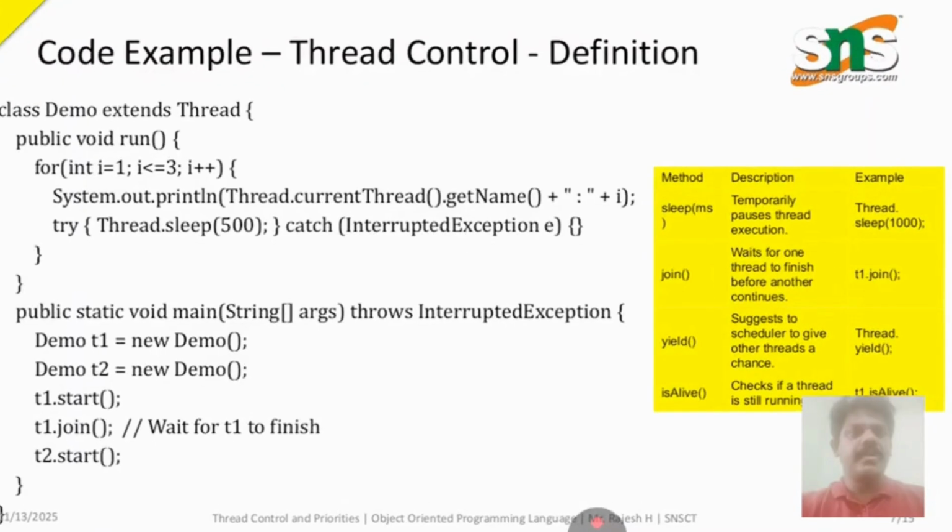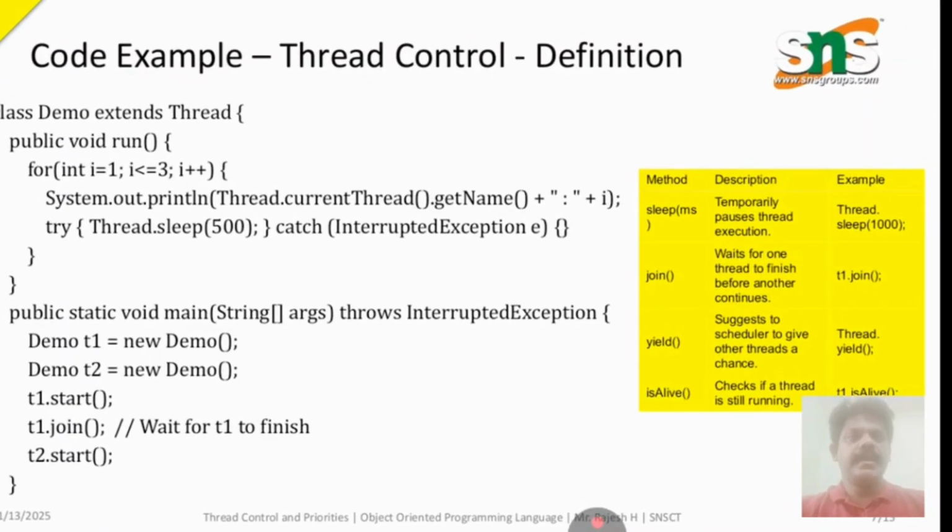So let us take a code example of thread. Here you can see that there is a for loop used with a condition. Initially the value of i is 1, then it takes the condition i less than or equal to 3, which means a maximum of 3 threads can be executed, and the sleeping time interval mentioned is 500.